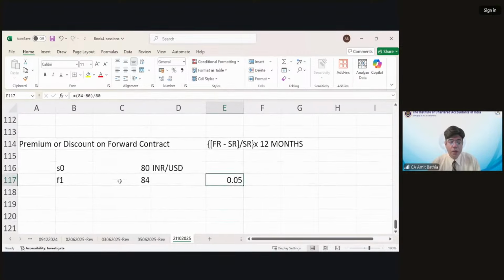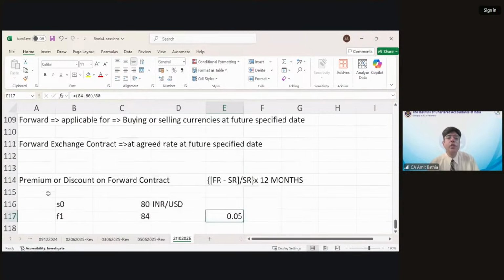Okay. Now, that brings me to the very important aspect of our entire chapter, which is how the different forward contracts would essentially terminate. We have already seen now how it comes into being. What is your main objective? Your main objective is obviously I want to curtail my risk. And that is the reason I would go for a forward exchange contract.